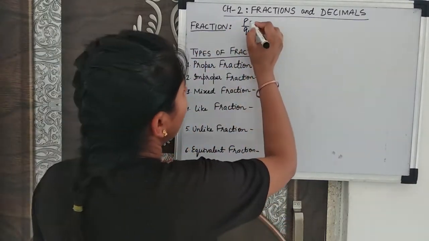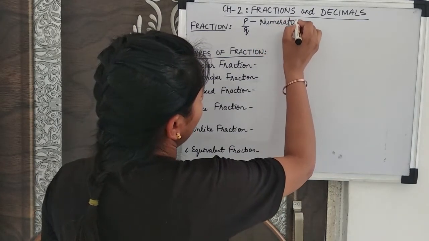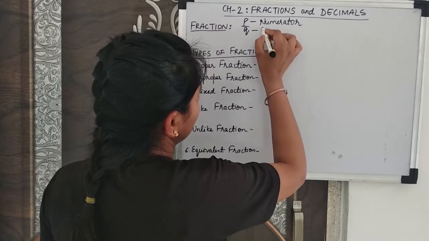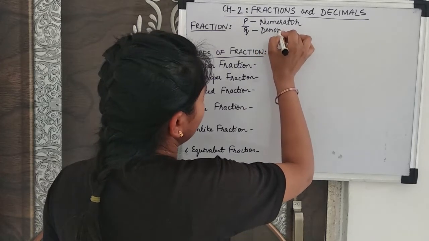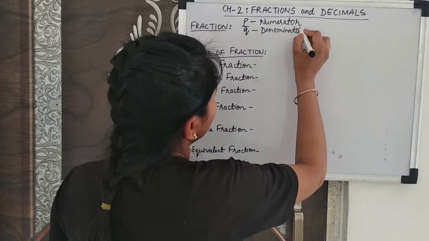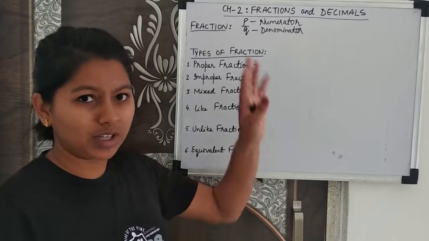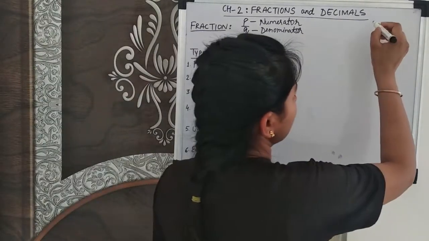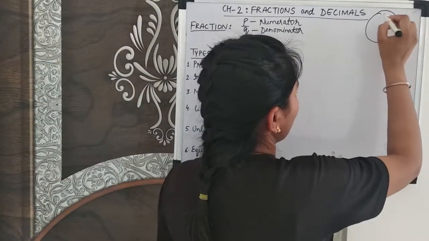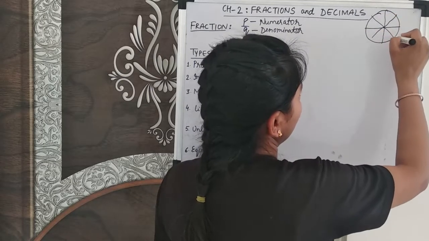In this, the upper number is called the numerator and the number written on the downside is called the denominator. So this numerator and denominator form a fraction. If I talk in terms of a diagram, supposedly here I am drawing one circle. I am dividing this circle into 8 equal parts.